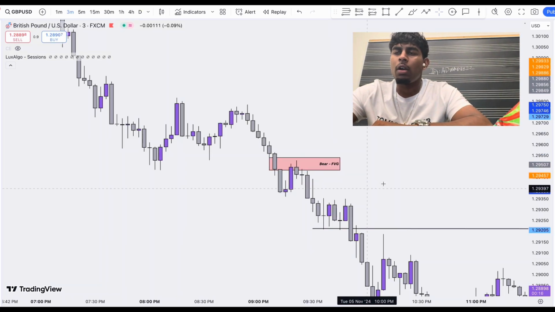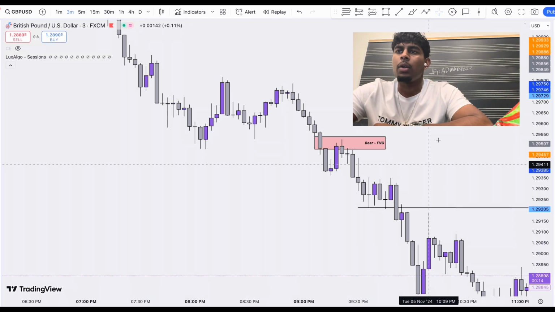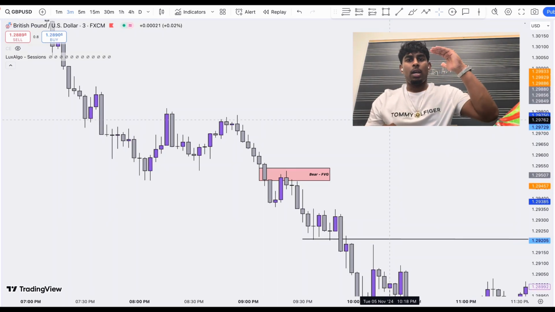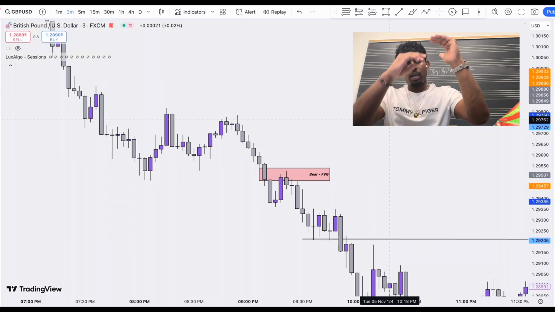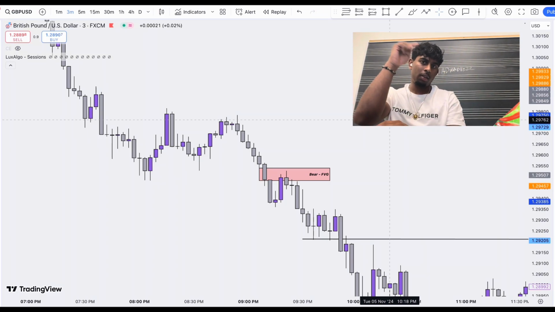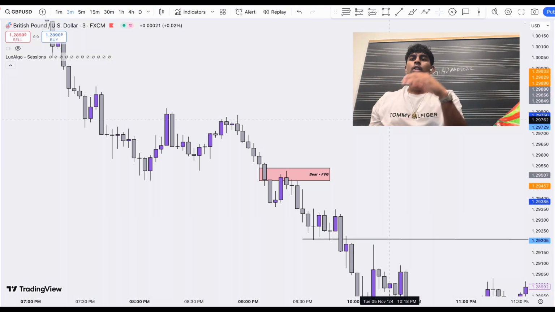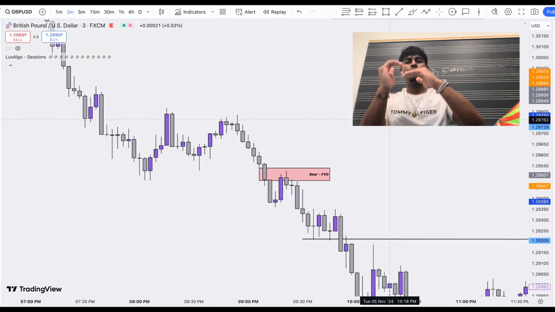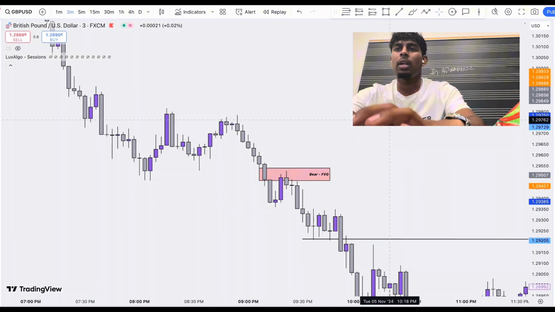So fair value gap, what is it? Now, a fair value gap is something that's created between the first low of a candle, the wick of a candle, and the third top, the wick of the candle, right? So the first bottom and the third top. In the middle, these two don't match. I will give you an example right now.